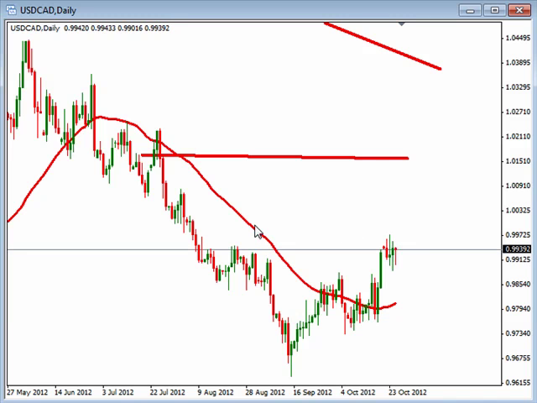So with that, we'll kind of wrap it up for today. That's kind of a look at the overall movement on the markets.